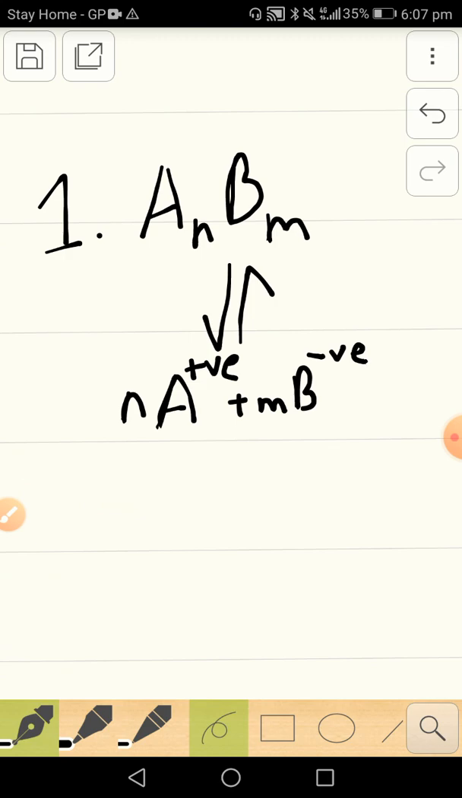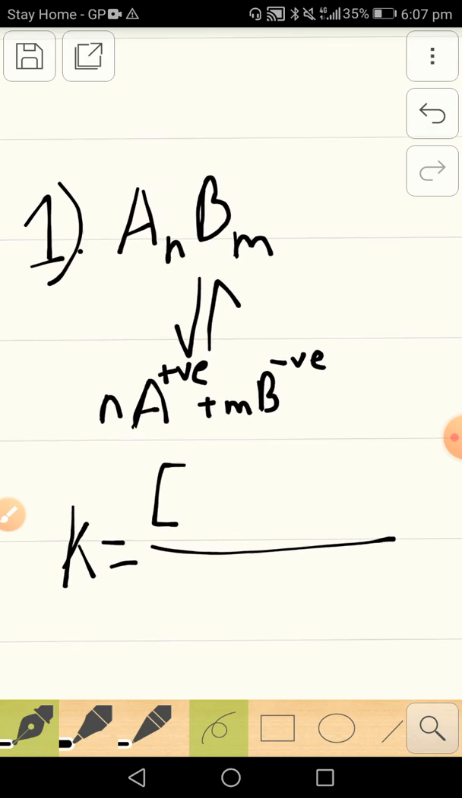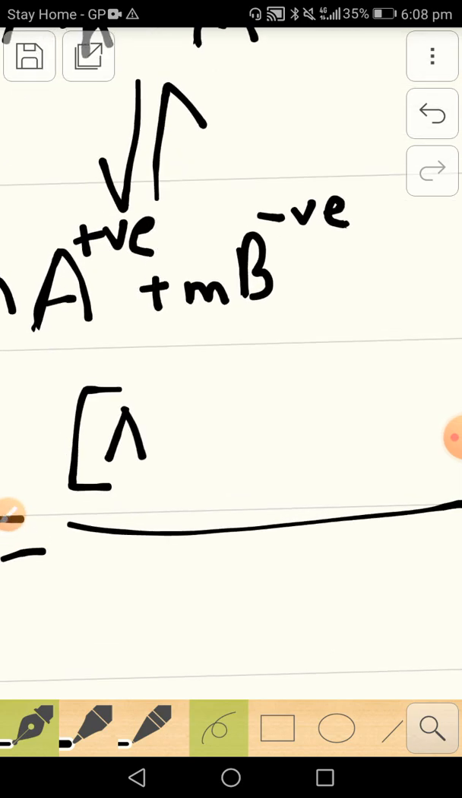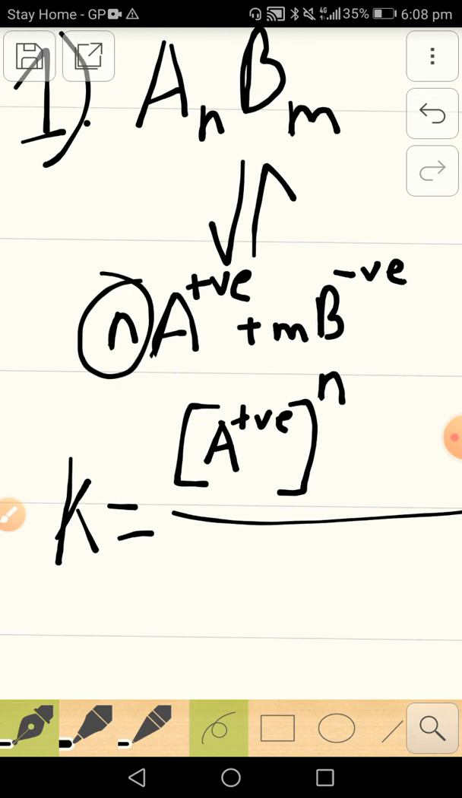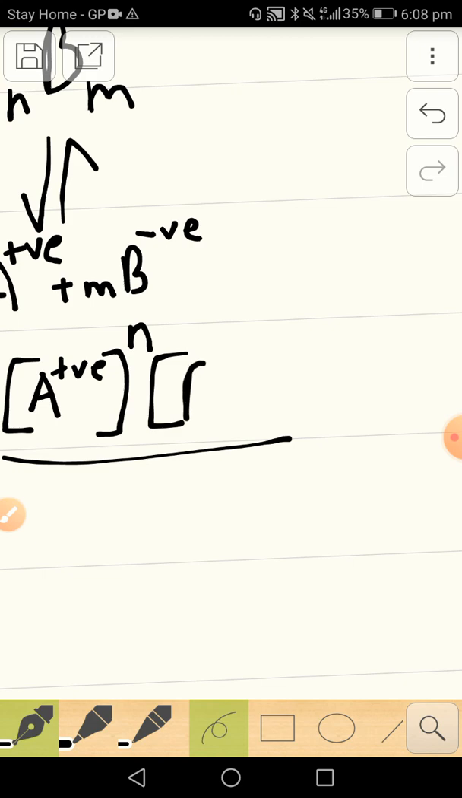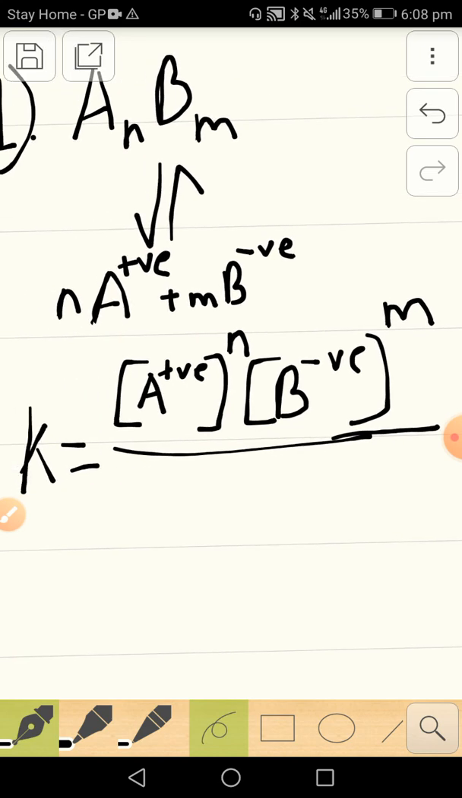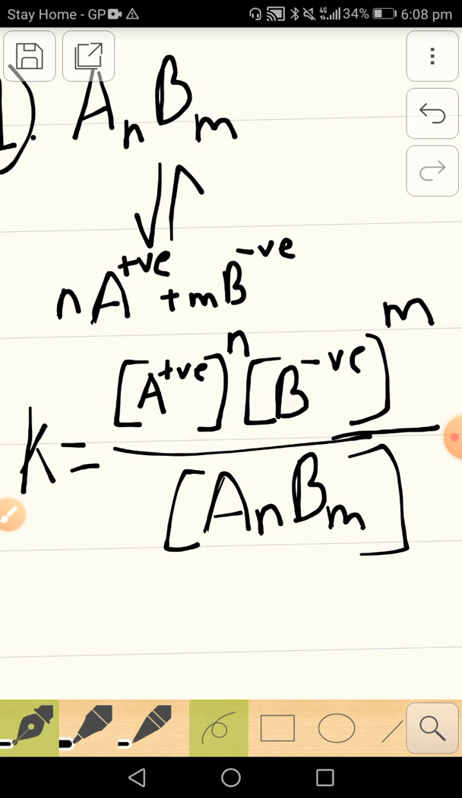So what would be the equilibrium constant? K is equal to the concentration of A positive to the power n, because n moles of A are produced, and the concentration of B negative to the power m, divided by the concentration of AnBm. So this should be the general equation of the equilibrium constant.